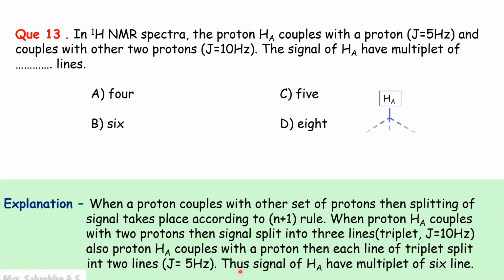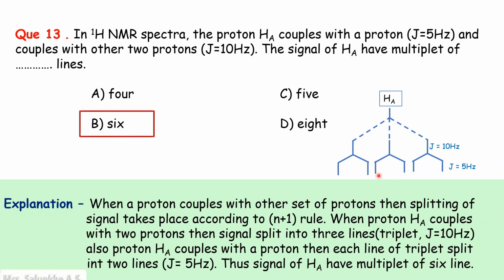It is shown like this. The HA proton couples with two protons having coupling constant 10 Hz, we get the triplet. It also couples with a proton having coupling constant 5 Hz. Then each line of the triplet is split into two lines, and we get 6 lines in the multiplet. That is, the signal is split into 6 lines. This is the correct answer.